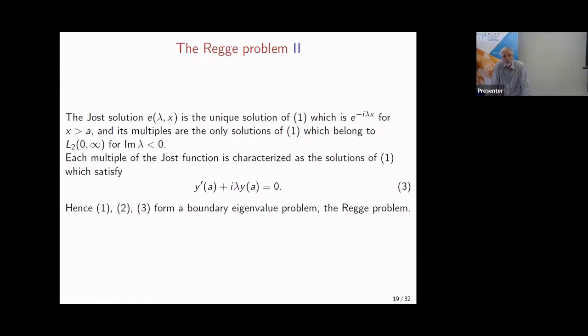So taking that solution and any of its multiples, and evaluating that at a, we get y dash of a plus i lambda y of a equals 0. So that is what the Jost solution gives at a. That gives us a boundary condition at a. So we have a boundary condition at 0 and a boundary condition at a. And you see that the boundary condition depends on lambda.